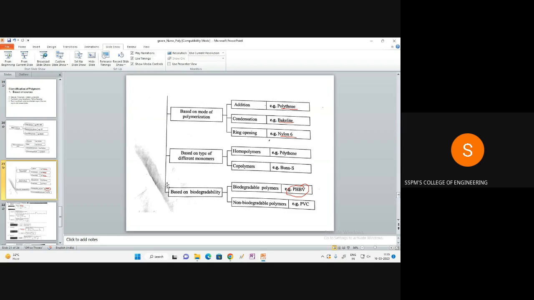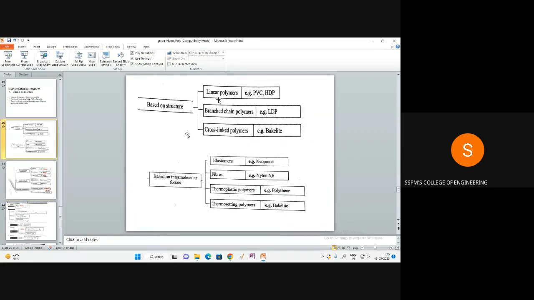आणि जे पॉलिमर्स इम्पॉर्टंट आहेत, ऍडिशन, कंडेन्सेशन आणि रिंग ओपनिंग रिएक्शन. यामध्ये ऍडिशनसाठी पॉलिथिन, कंडेन्सेशनसाठी बॅकेलाइड आणि मेलामाइन, रिंग ओपनिंगसाठी नायलॉन 6. सो या पॉलिमर्सच्या टाइप्स वरून how the mode of polymerization, based on mode of polymerization, they can classify.